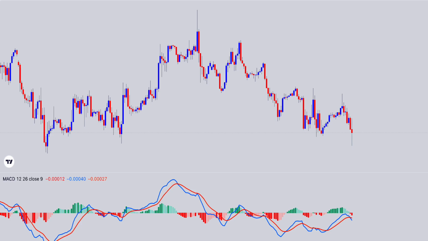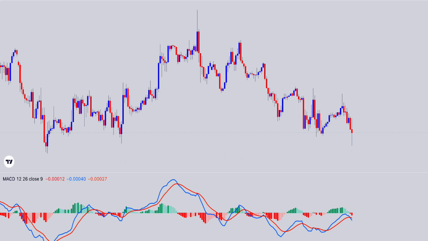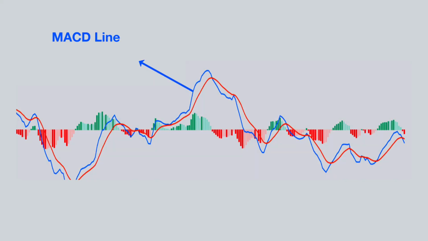MACD stands for Moving Average Convergence Divergence, and it's basically a tool that helps us see trends and momentum in the market. It's like a visual way to see how powerful a price movement is. It's made up of three main parts. One, the MACD line. This line is derived by taking the 12-day moving average minus the 26-day exponential moving average. This is how we get the MACD line based on this calculation. It's like a faster moving average because it reacts more quickly to price changes.